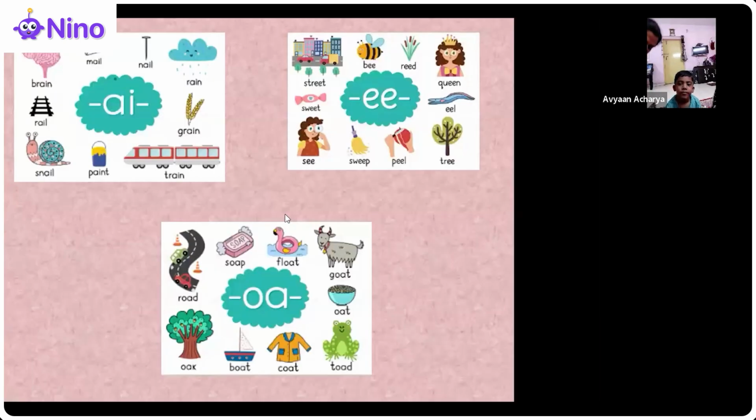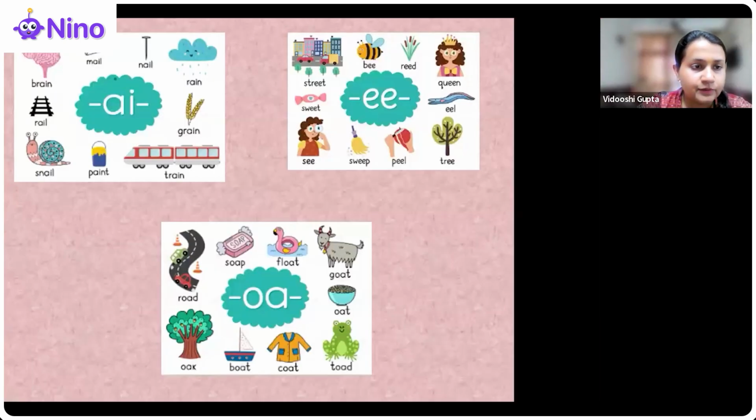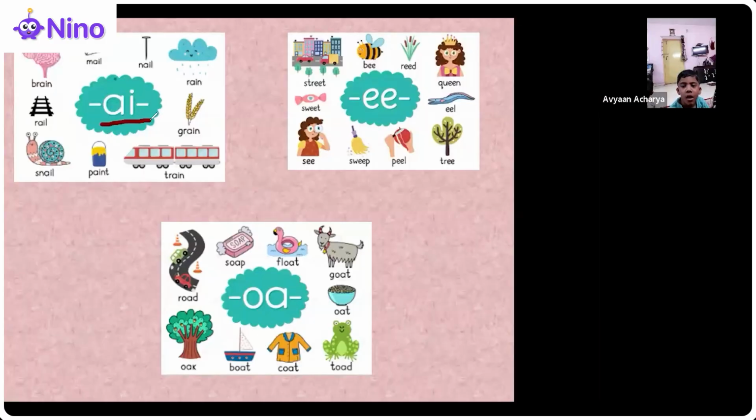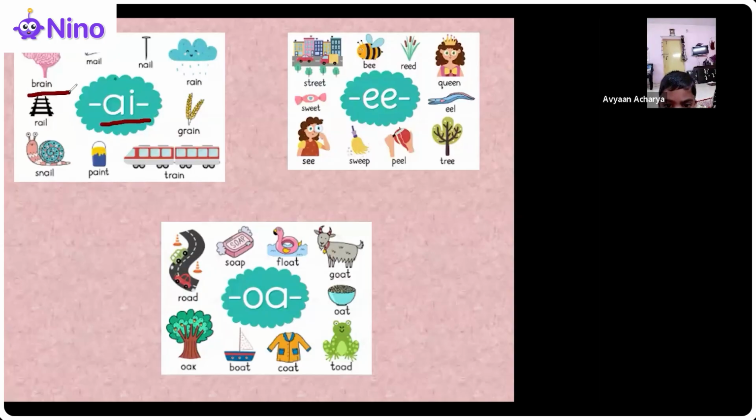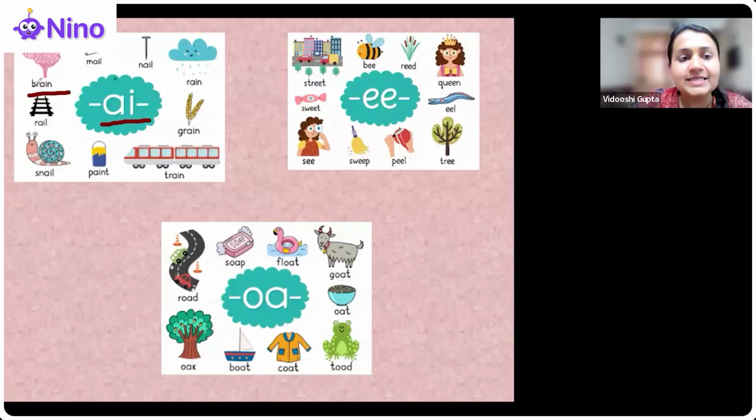Okay. Now let's quickly wind up with the vowel digraphs. Some examples of the vowel digraphs I'll show you. Now, for example, the first one that we are going to talk about is A and I coming together to make a new sound, A. For example, the word brain. We all have brains, yes? Brain. So brain has A and I making a new sound, A.